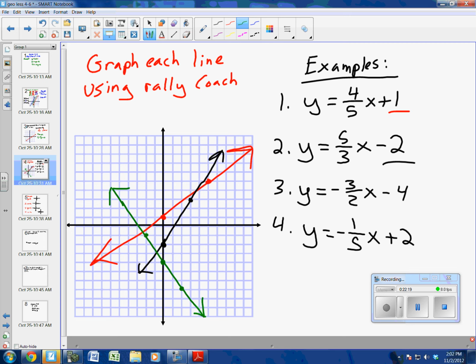Okay? And then the last one. I have a +2 for my y-intercept, so I go up to 2. And then I go which way? Down 1 to the right 5 from there. 1, 2, 3, 4, 5. Or I can go up 1 and left 1, 2, 3, 4, 5. Okay, so there are those.